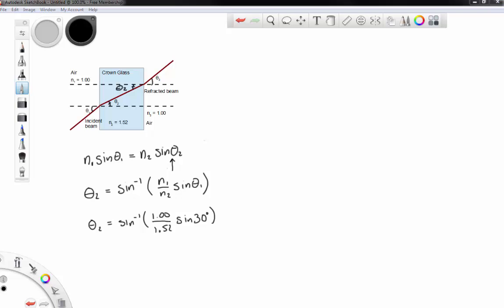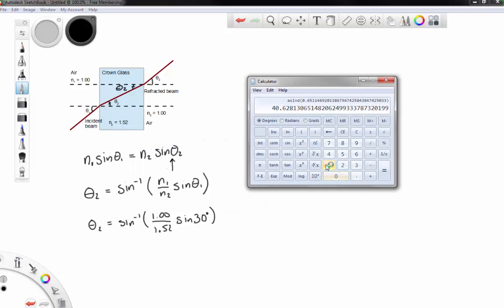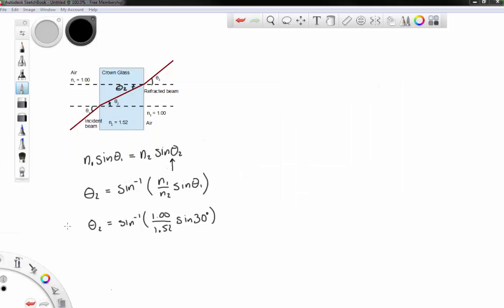Okay, I guess we need our calculator then. So 1 times the sine of 30 divided by 1.52 gives us 0.3289. So now we have to take the inverse sine of that, and what we get is 19.2 degrees. So theta 2 is approximately equal to 19.2 degrees. All right, now we got to do Snell's law again.